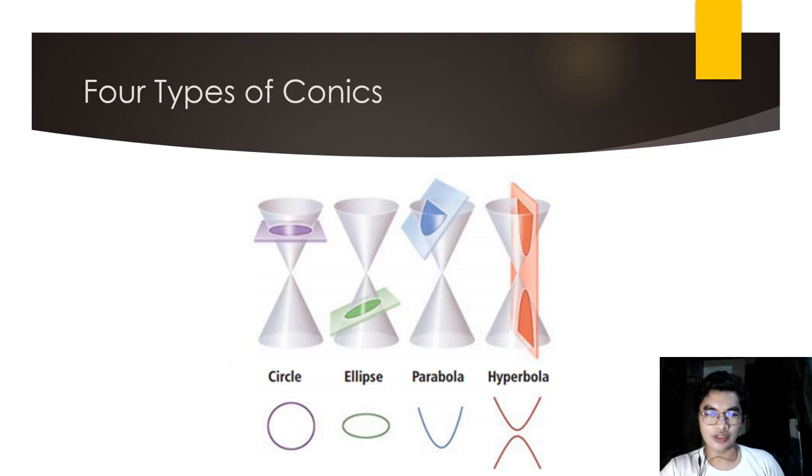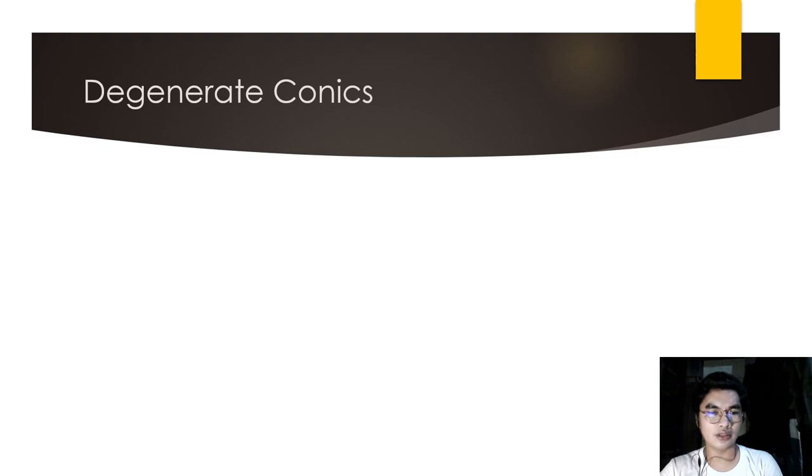If you cut the cone using a plane which is parallel to the base, we will form a circle. Next, if we cut the cone slightly tilted, it will form an ellipse. For a parabola, we cut the cone using a plane which passes through the base, so it will form a parabola. And last, if we cut the cone with a plane that is perpendicular to the base, it will form a hyperbola.